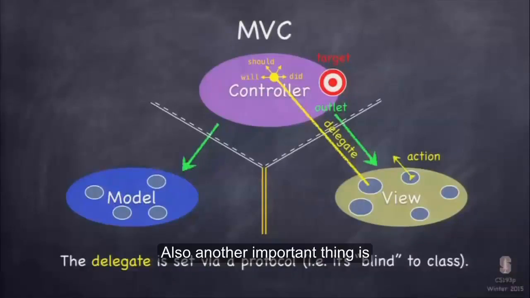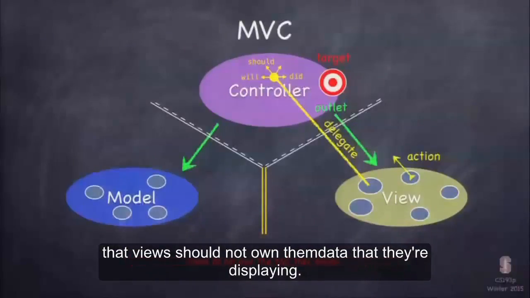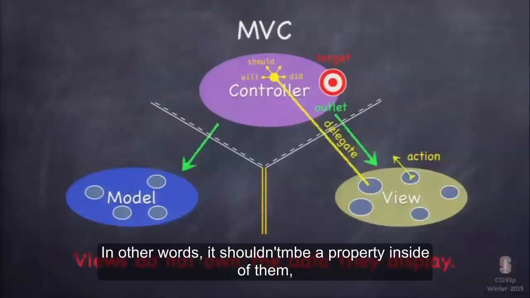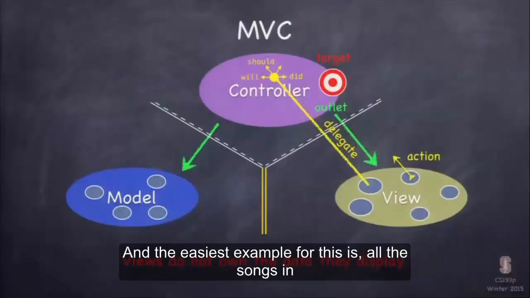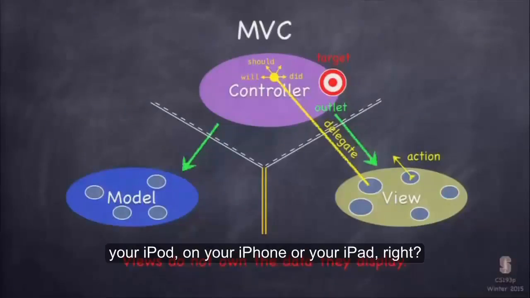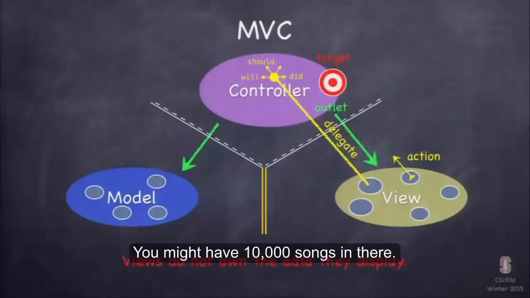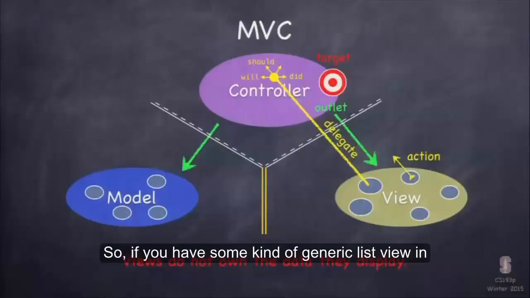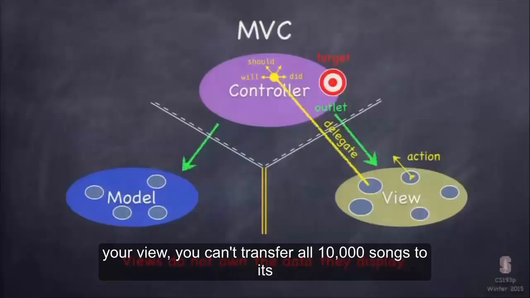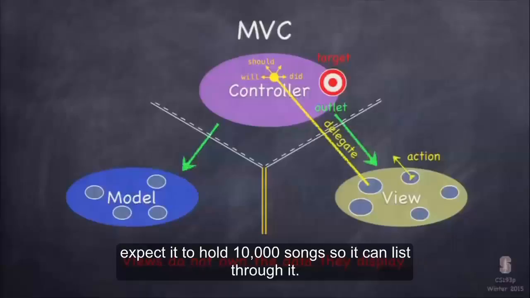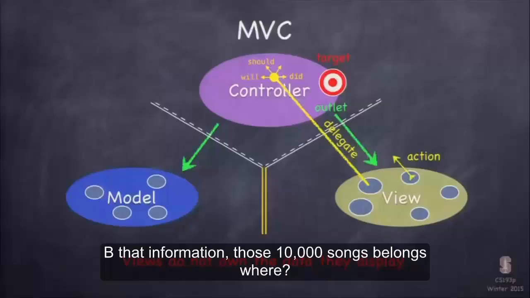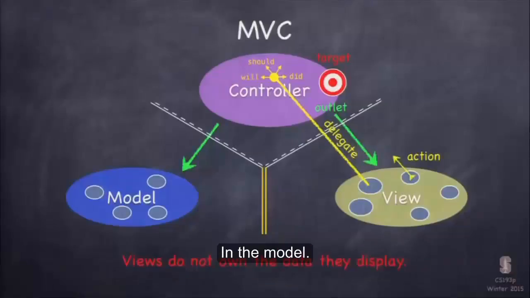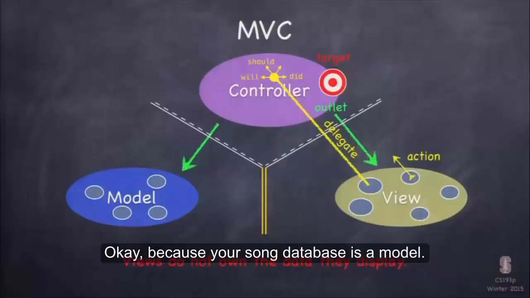Also, another important thing is that views should not own the data that they're displaying. In other words, it shouldn't be a property inside of them where that's the truth of that data. The easiest example for this is all the songs in your iPod, iPhone or iPad. You might have 10,000 songs in there. If you have some kind of generic list view, you can't transfer all 10,000 songs to its instance variables and expect it to hold them so it can list through it. A, that would be inefficient, and B, that information, those 10,000 songs, belongs where? In the model, because your song database is a model.